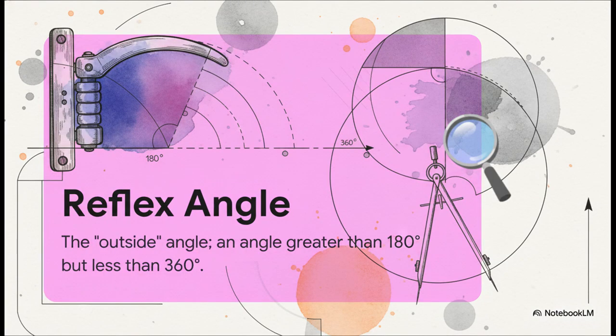Okay, now for the one that sometimes trips people up a bit, the reflex angle. The best way to think about it is like a door that swings open past the point of being a flat line with the wall. It's bending backward on itself. That's a reflex angle. It's the long way round, always more than 180 degrees, but not quite a full circle.